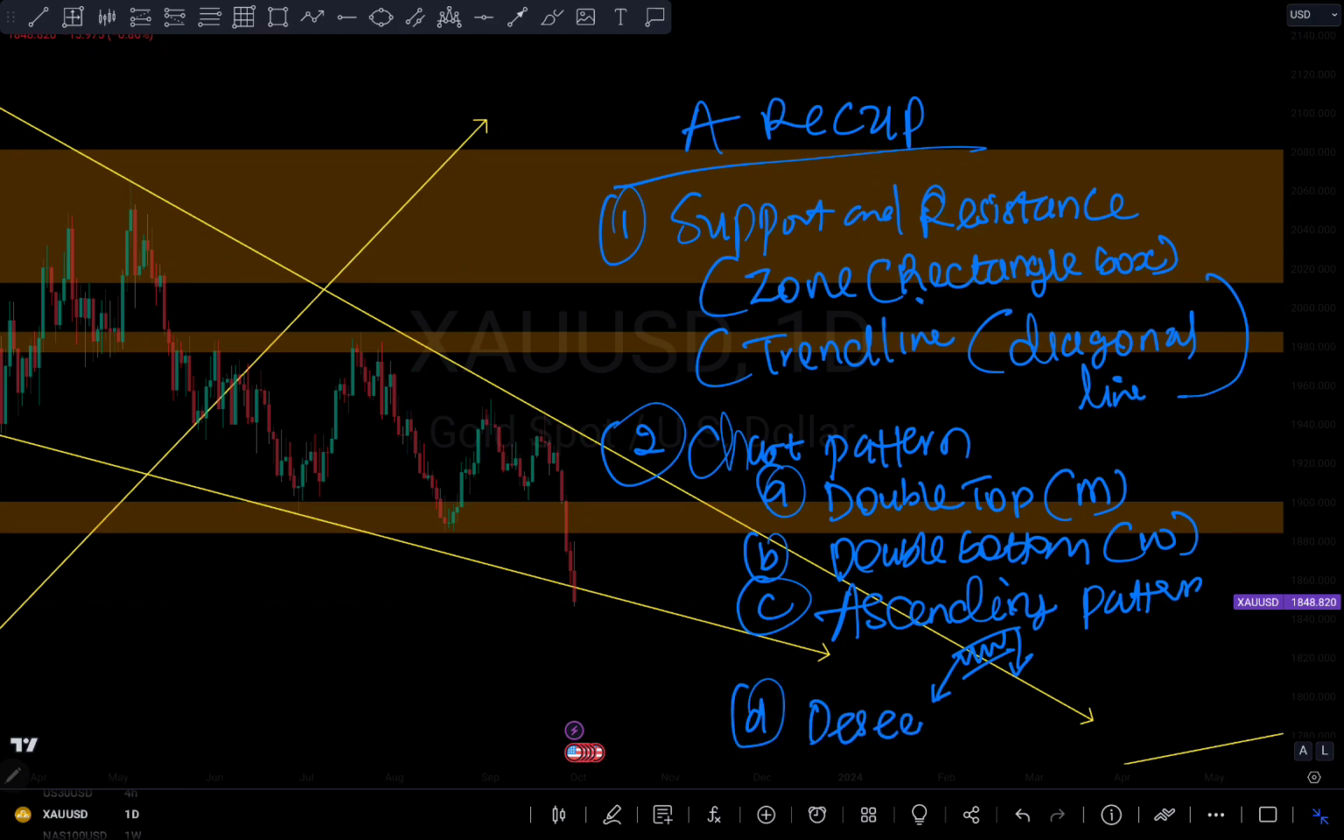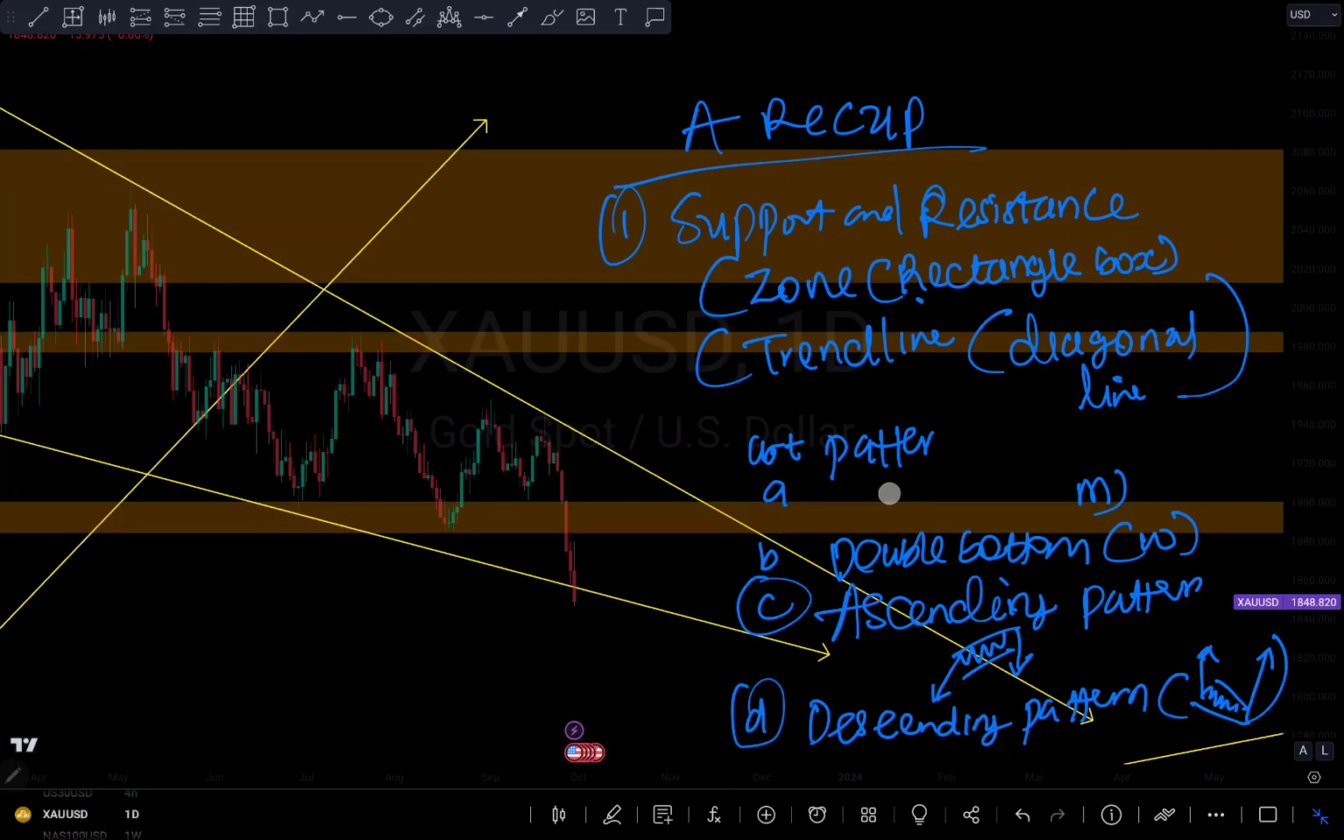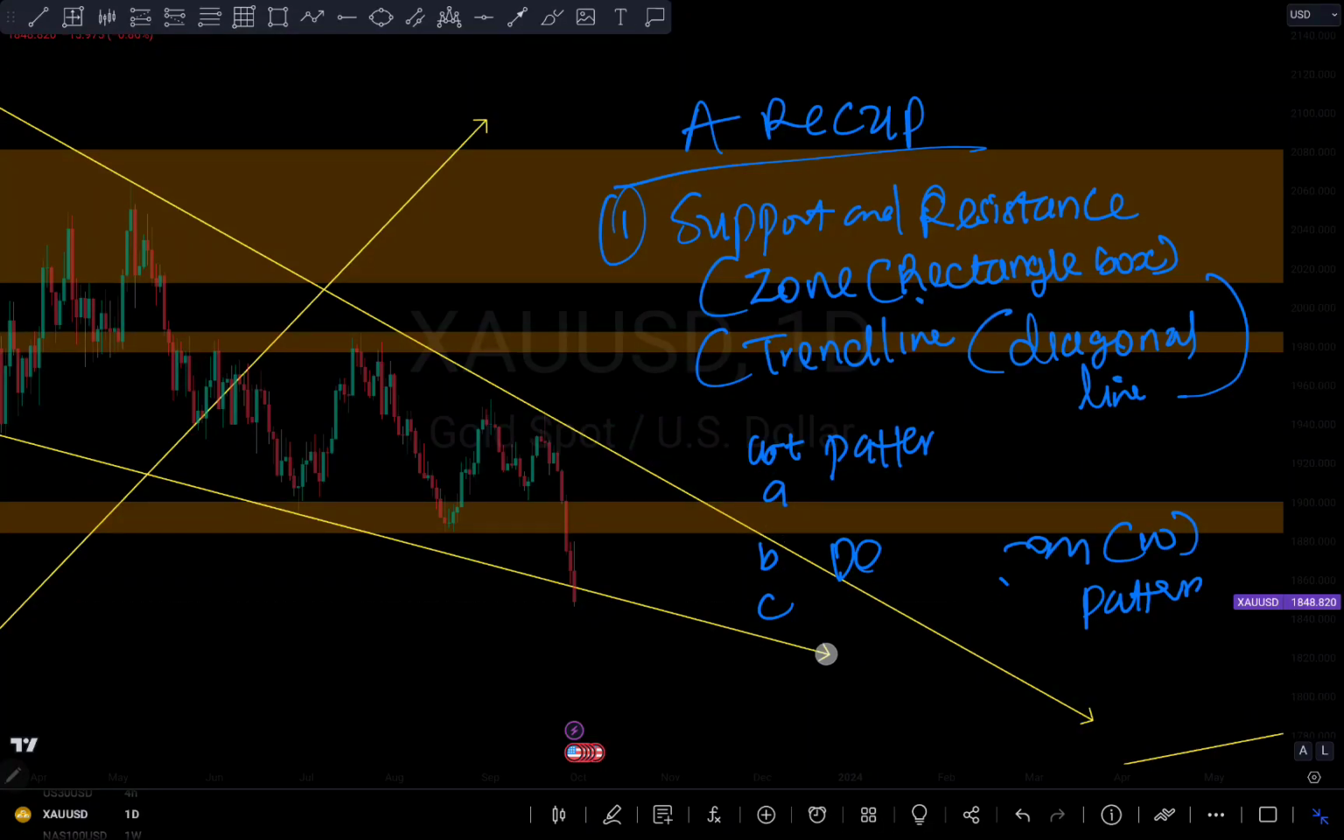Then we have a descending pattern, which is as it's down here, come here, descending pattern, and push to the upside. That's two. Let's see, I have more to write, so let's see.